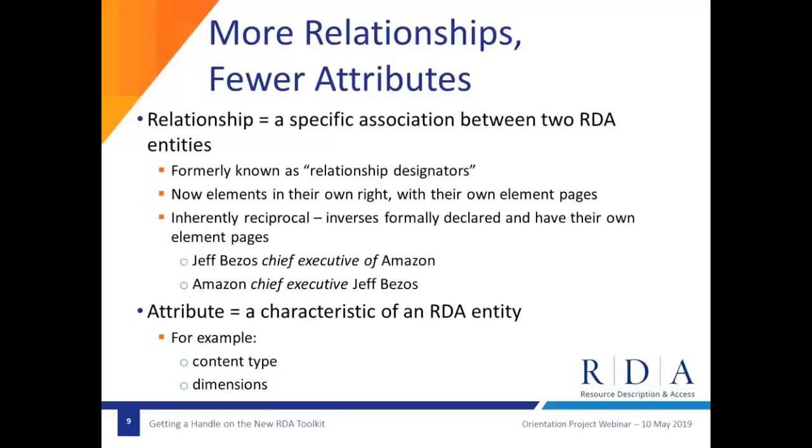An attribute is somewhat more limited. It is a characteristic of an RDA entity, and it doesn't have a relationship with another one. So for example, content type or dimensions. They are about the thing you are describing, and they don't have a relationship to any other element.